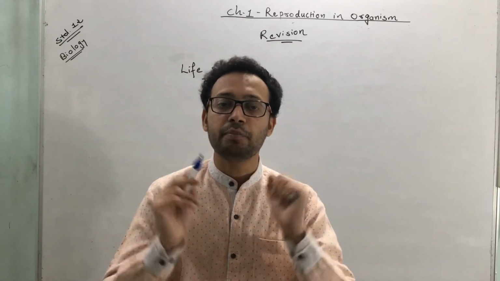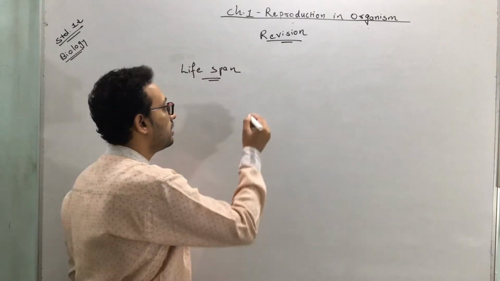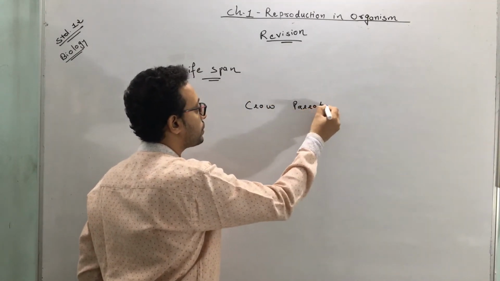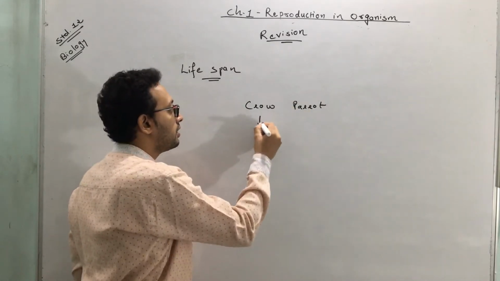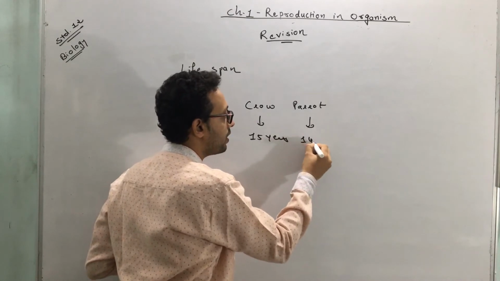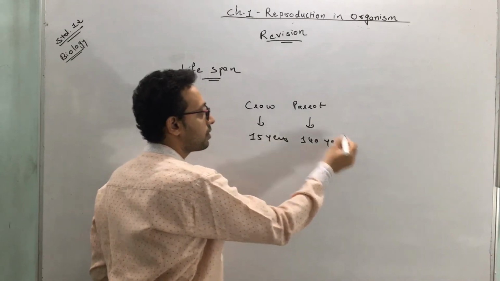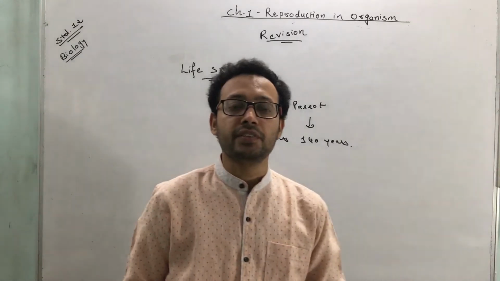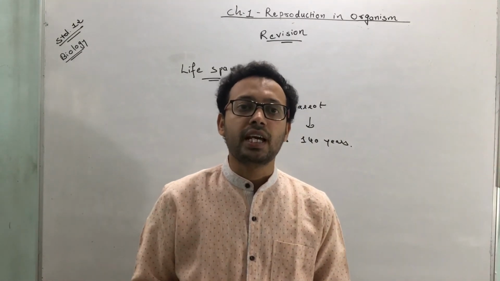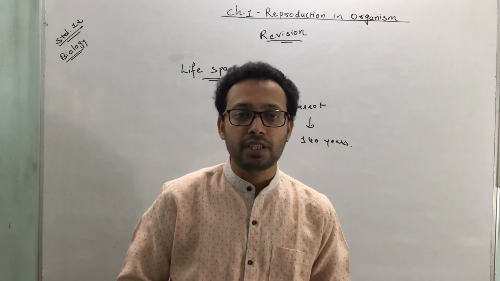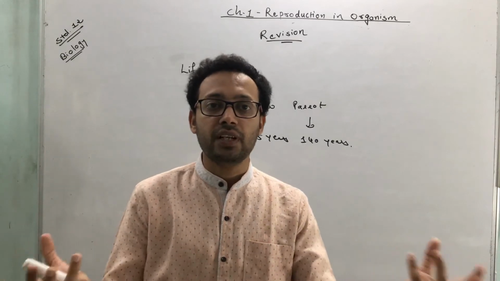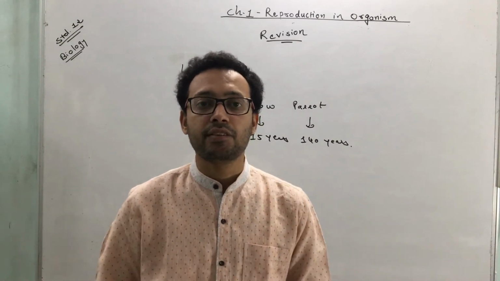But remember, it does not depend on the size. If you see the size of a crow and a parrot, they are almost similar in size, but the crow lives for 15 years and the parrot lives for 140 years. So the lifespan is different. Even if you compare the size of an elephant and a tortoise, the elephant can live for 70 years, but the tortoise can live for 100 to 150 years. We compare the size of elephant and tortoise, but still the lifespan varies.